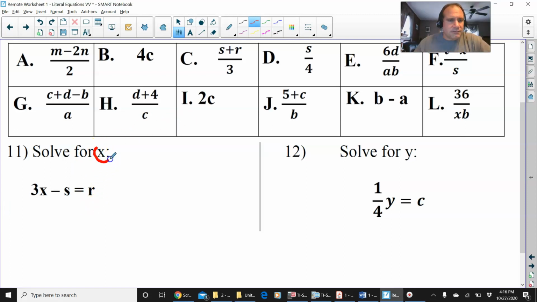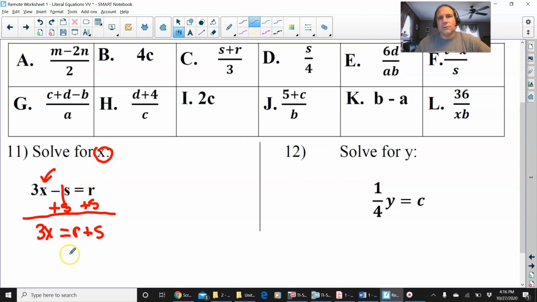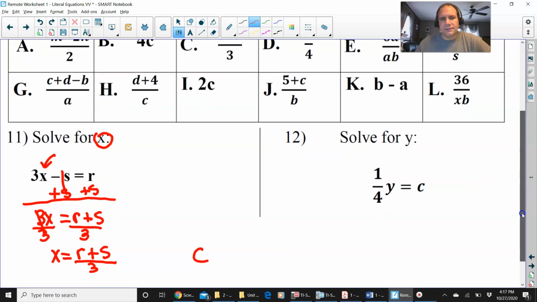All right, so here's the x. This is what we want to solve for. Pretty easy. We have this negative s that has to go to the other side. So opposite, inverse operations, s and s. This cancels. You have 3x equals r plus s. We are going to divide by the number next to the variable. Whatever you need to cancel, that's what you divide by. x equals r plus s, or s plus r, over 3, and that is c. Hopefully you're okay with that.